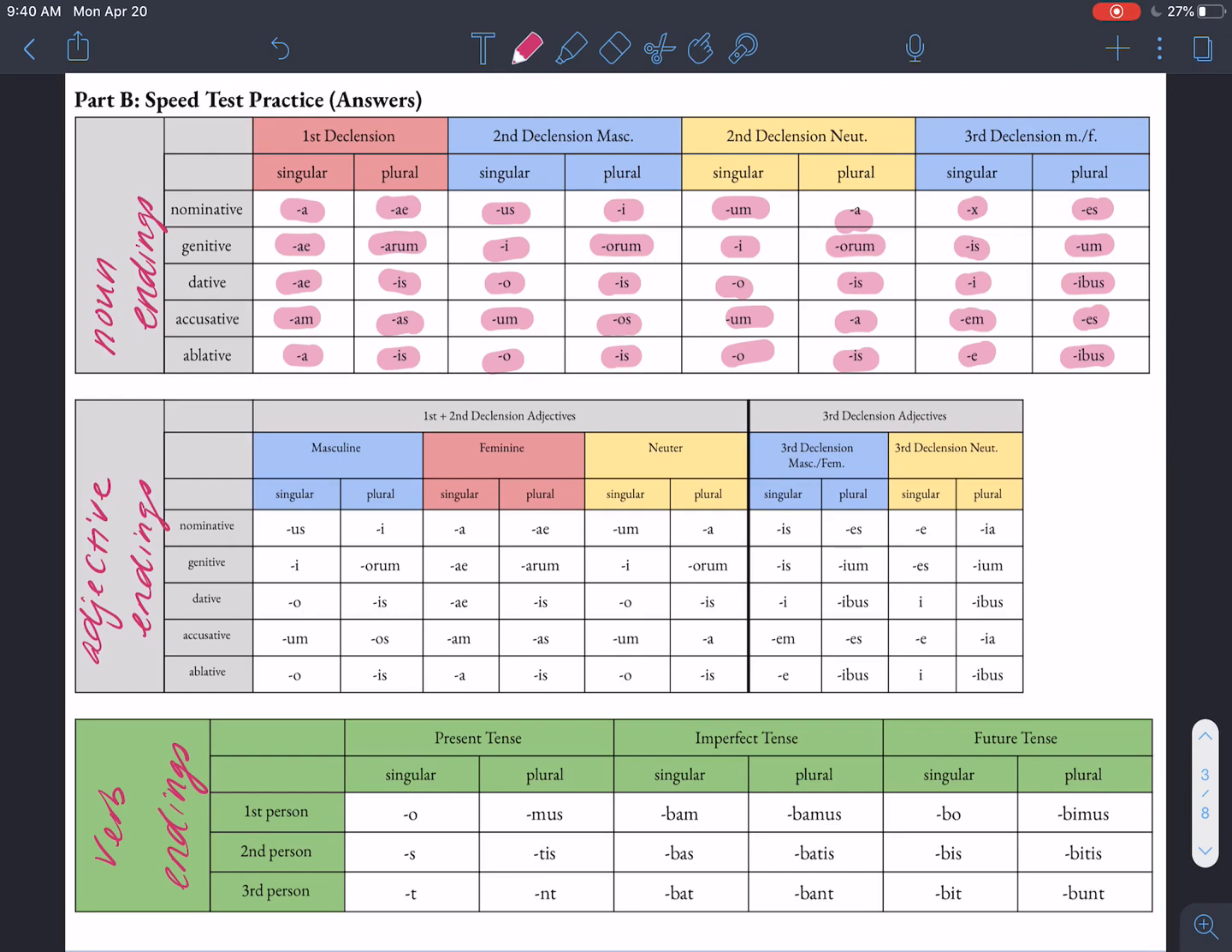Just as before, notice that our first and second declension nouns have the same endings as our first and second declension adjectives. They're the same endings, and they did that for a reason. Now, the third declension adjective endings are a little bit different than our third declension noun endings, but they're pretty similar, close enough. So just memorize those. And our verb endings. Let's go through the chant for those.